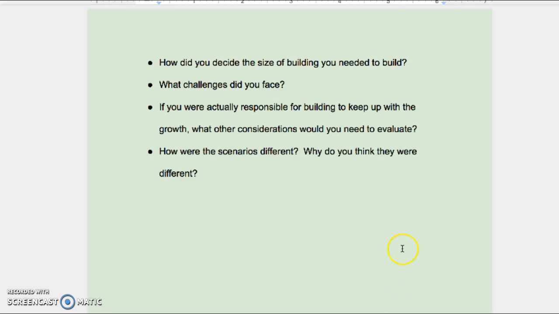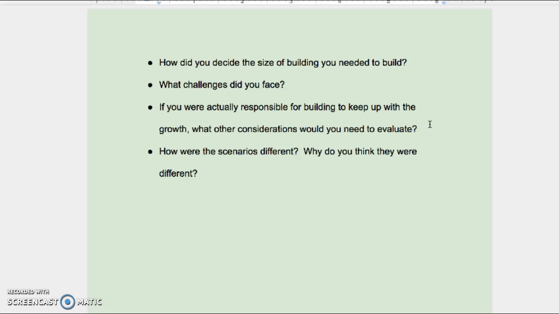So how did you decide the size of your building that you needed to build? I want to have them go through the mathematics that they did and the thinking that they did to decide the basic foundational square footages and measurements, as well as the height. What challenges did they face? There'll be various different challenges they face. We want to go over those. And this is where I hope to have, in this third question, a lot of discussion.